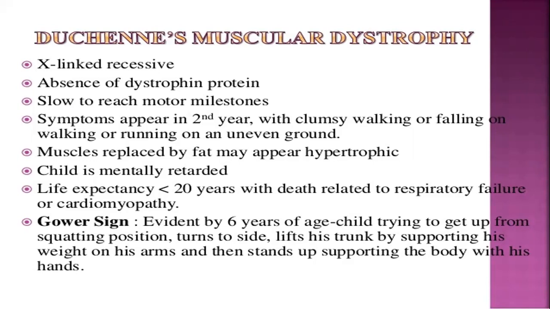Gowers' sign. This is a clinical confirmation sign to diagnose a muscular dystrophy. Evident by 6 years of age, the child trying to get up from squatting position turns to the side, lifts his trunk by supporting his weight on his arm, and then stands up supporting the body with his hands.